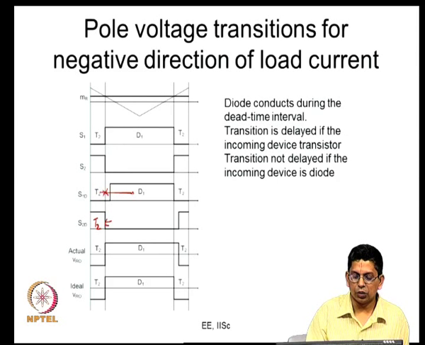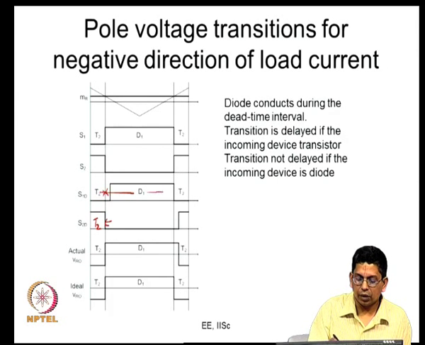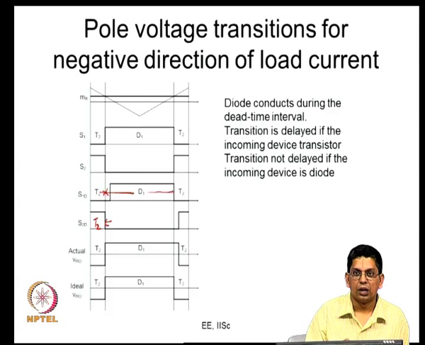And how long does the diode continue to conduct? The diode conducts certainly up to this instant. At this instant what happens? At this instant this signal is going low, this signal is also low. So, there is no transistor that can conduct. So, the diode will have to continue to conduct up to this instant. So, the diode conducts during that interval of time.